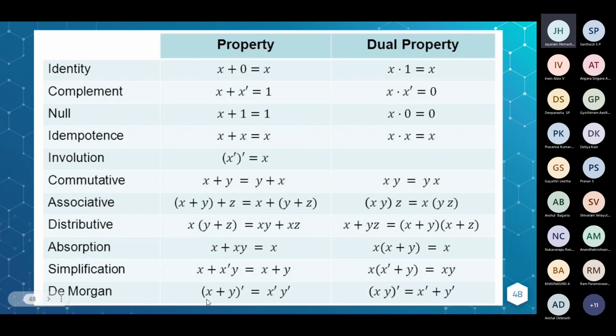And in the same way, instead of plus, if we have an AND gate and the whole thing is complemented, we'll get x complement plus y complement. This is what we'll get. This is De Morgan's theorem, which is a very important theorem we'll be covering later.